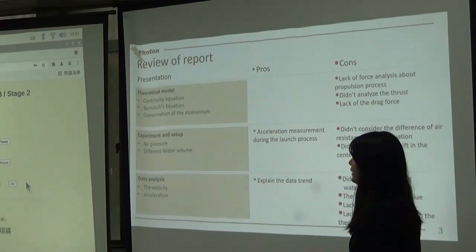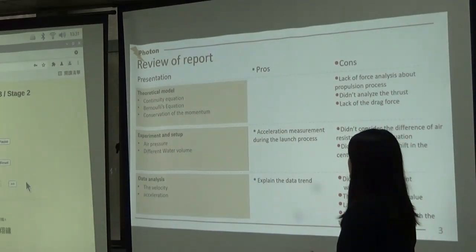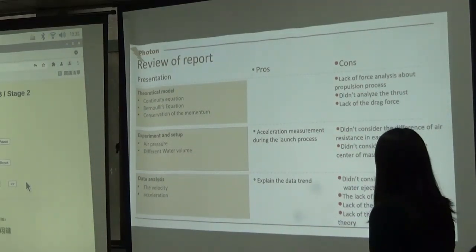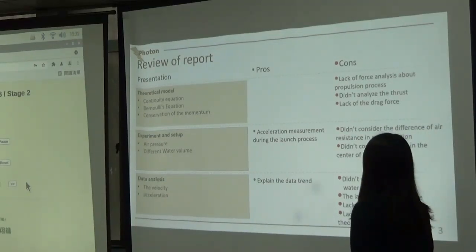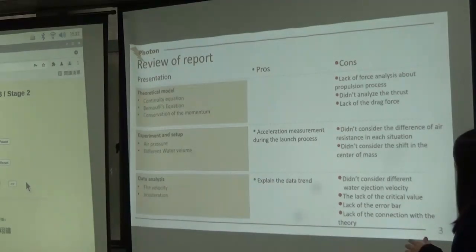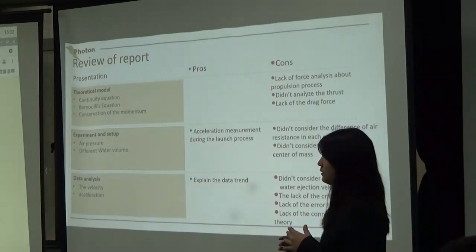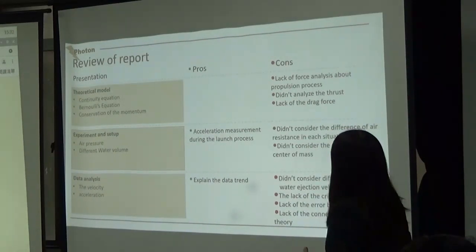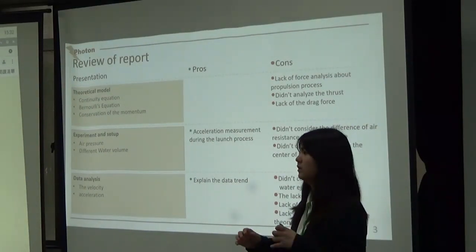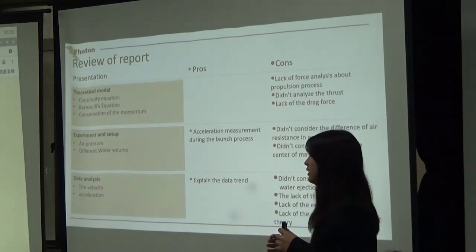About the experiment and setup, he used the air pressure inside the water bottle rocket and the different water volumes as his manipulated variables. I think he did well measuring the acceleration during the launch process. But he didn't consider the difference of air resistance in each situation, because the velocity will be different, and I think that will affect the experiment data. He also didn't consider the shift in the center of mass, because he used the water volume as his manipulated variable. I think that will affect the experiment data.